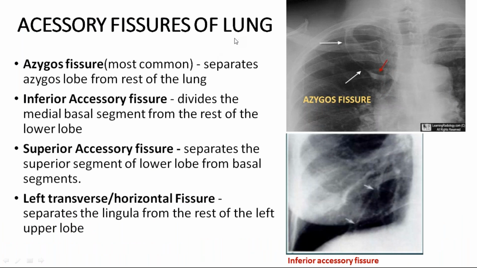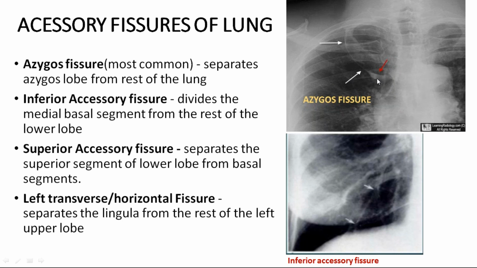Regarding accessory fissures of the lung, usually there are only horizontal and oblique fissures, but in some individuals we can see accessory fissures, which are normal anatomical variants. They are azygous fissure, inferior axillary fissure, superior axillary fissure, and left horizontal fissure. Azygous fissure is the most common among these, and it separates the azygous lobe from the rest of the lung.